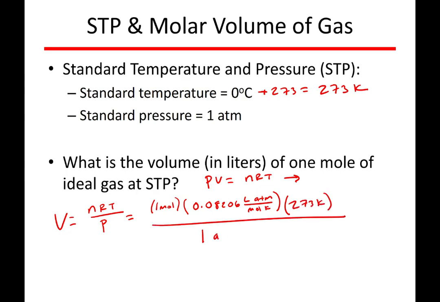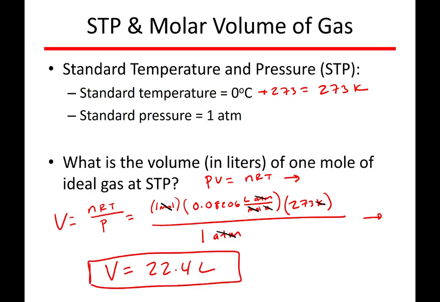Divide by the pressure, which is 1 atm. And now we can go through the units. So we have moles divided by moles. We have Kelvin divided by Kelvin. And we have atmospheres divided by atmospheres. All that's left is units of liters, which is a good thing because what we're finding here is a volume. And the volume that you'll get comes out to 22.4 liters. That will be the volume occupied by 1 mole of an ideal gas at standard temperature and pressure.